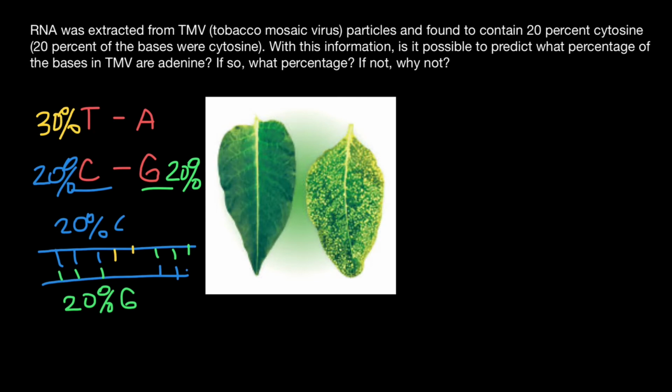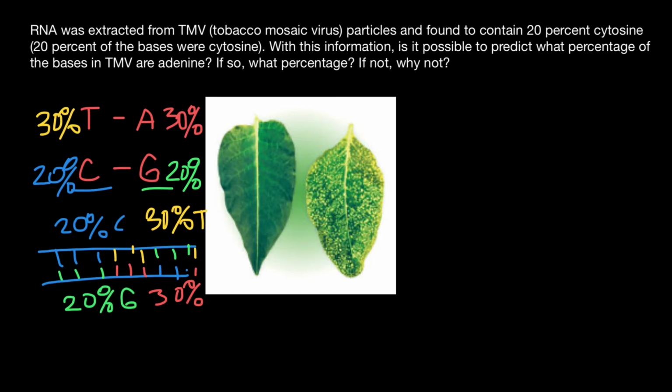Let's say here is a thymine, which makes 30%. And another 30% is going to be adenine, since thymine base pairs with adenine. So if we have double-stranded DNA, we can use Chargaff's rule to solve such a problem. We only need to know the percent composition of any one base, and we can find all the rest.